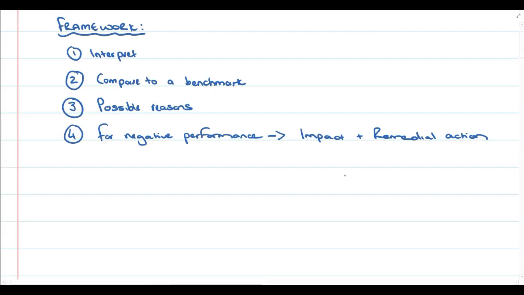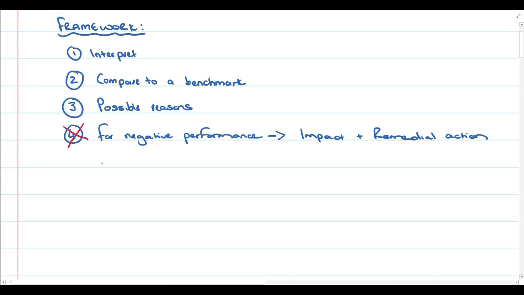According to the framework, what you should do is first interpret the ratio, then compare it to a benchmark, then give possible reasons, and then finally, if there's any negative performance, you should discuss the impact of that negative performance and provide possible remedial action. Now, in this scenario, we don't really have any negative performance, so we won't be discussing the impact of negative performance or remedial action. It's not relevant to this question.